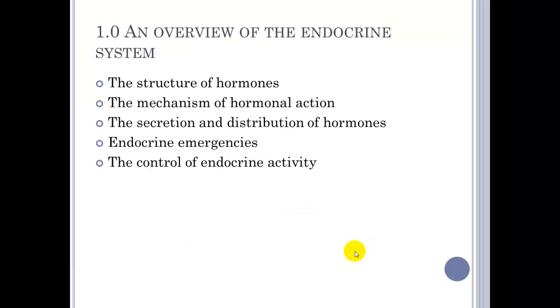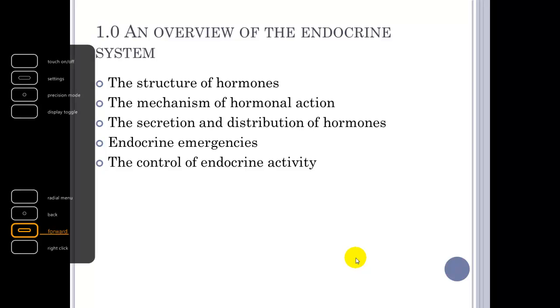1.0, an overview of the endocrine system, the structures of hormones, mechanism of hormonal control, the secretion and distribution of hormones, endocrine emergencies, and the control of endocrine activity.